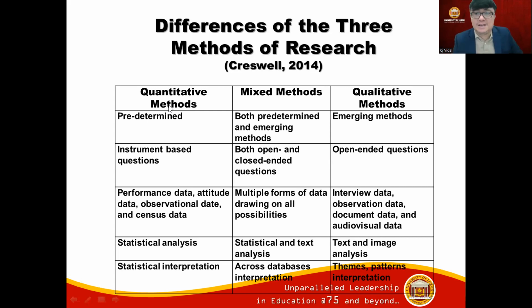And then the fourth one, we have analysis, how analysis is observed. As I have mentioned earlier, for quantitative, it is aided by statistical analysis, textual and image analysis for qualitative, and a combination for mixed methods. Interpretation, on the other hand: statistical analysis is to be coupled with statistical interpretations, while text and image analysis should be supported by thematic or pattern interpretations. And mixed methods observe interpretation across databases. So that's how, in summarized form, we compare the three types of methods, such as quantitative, qualitative, and mixed method.